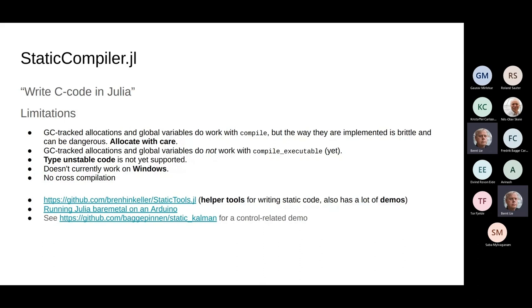You are not allowed to have type unstable code. And what that means is that when you write your Julia code, you don't have to tell Julia what types everything has. So say you have a function f of x, you don't need to tell Julia what x is, because when you call the function f, Julia just looks at what the type is.